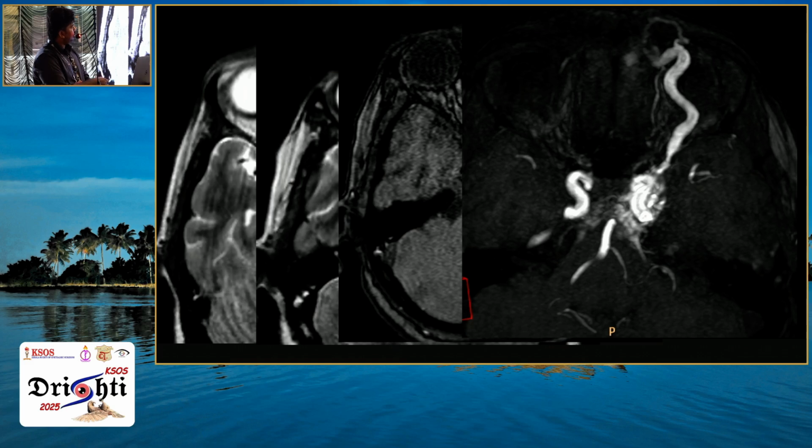You can see right side, simple, normal, and left side from the carotid ICA, and there is some enhancement in cavernous sinus and enhancement of superior ophthalmic vein. This is a case of carotico-cavernous fistula.